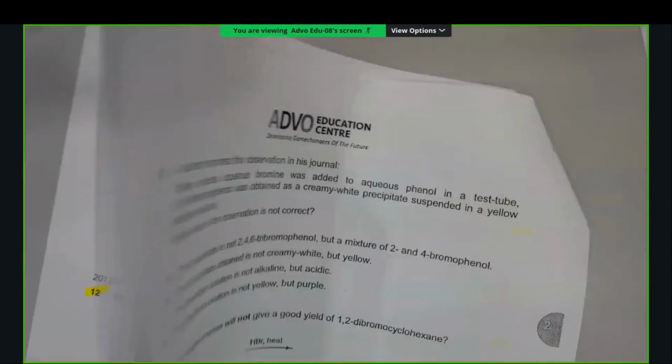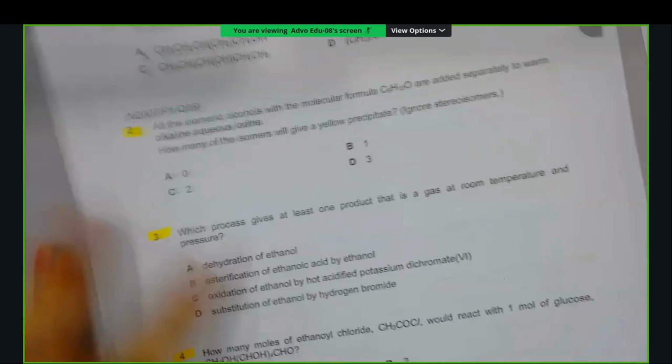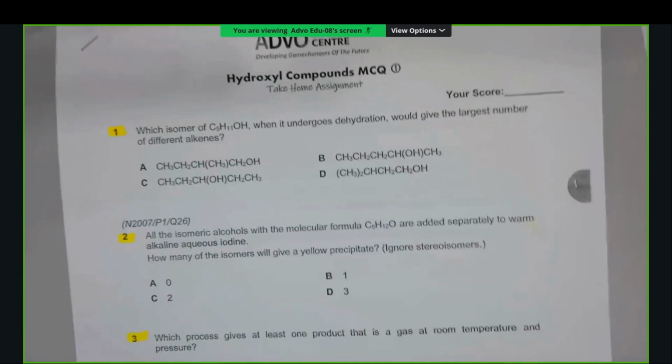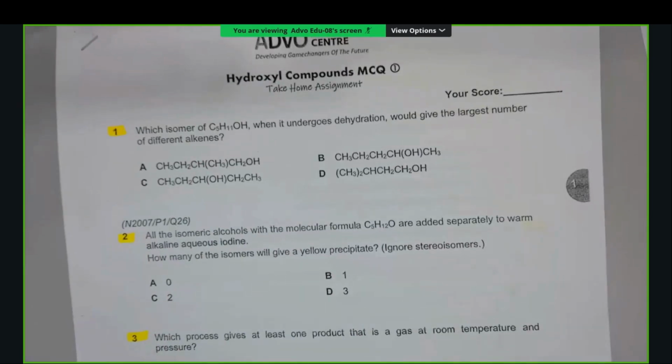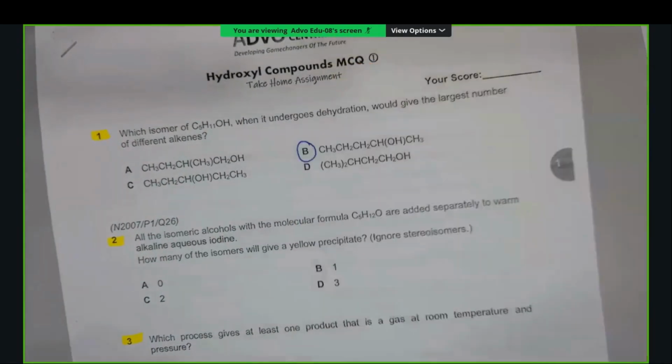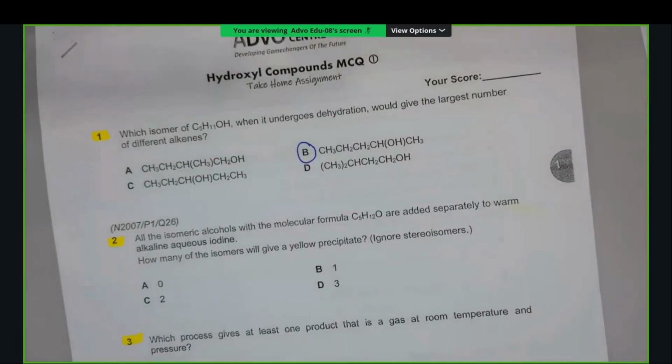Okay, question 1. Can I start with Jonathan first? Your answer, please. C. Anyone C? What answer? B? Very good, both of you. It is B. Let's do it together. Do you draw it out or you use eye power? Maybe this one you can draw out, okay?